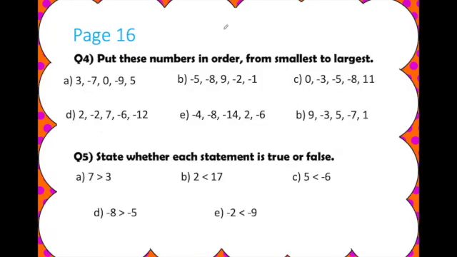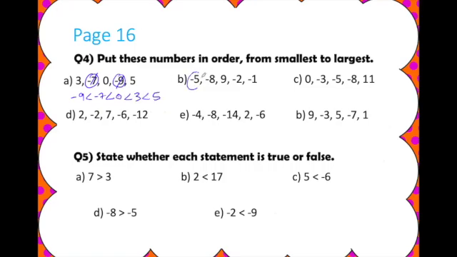Put these numbers in order from smallest to largest. Once again, when you want to choose the smallest number, we choose the negative numbers first. From the negative numbers, the larger number will have the least value. So -9 will be the first number, and then -7, 0, then 3, then 5. These are easy.